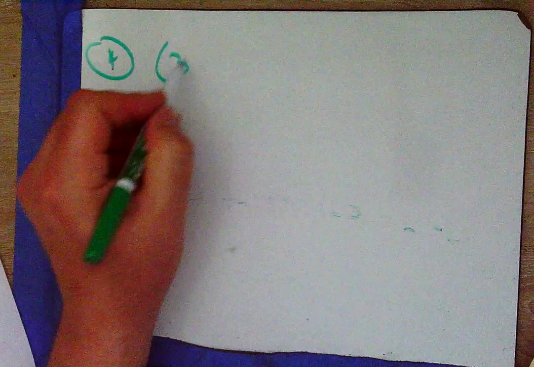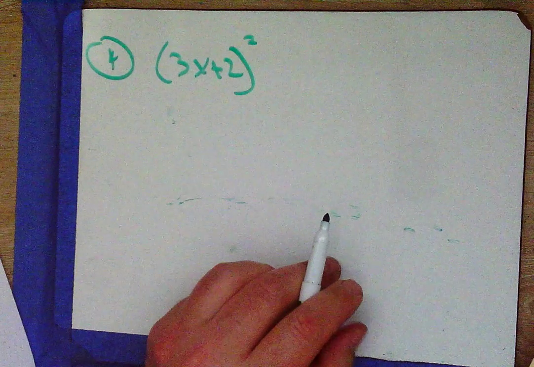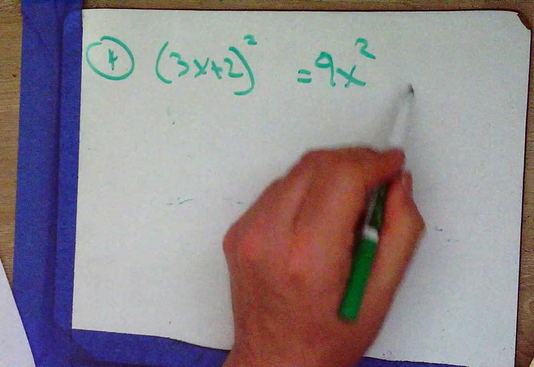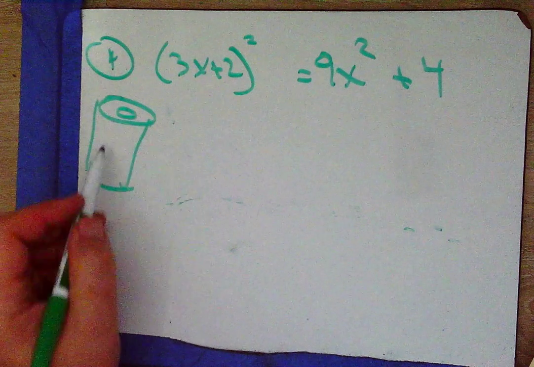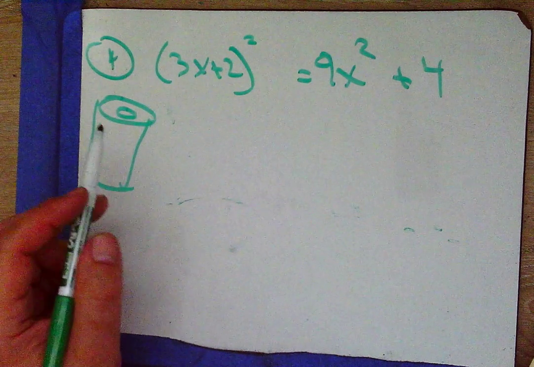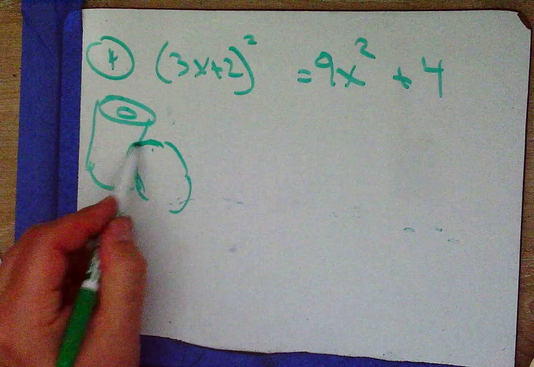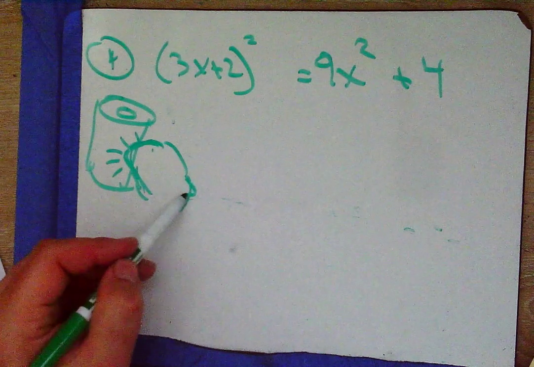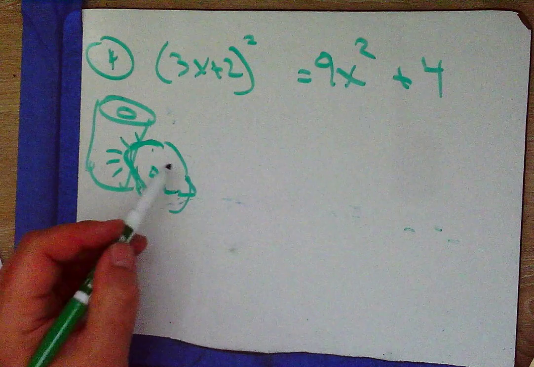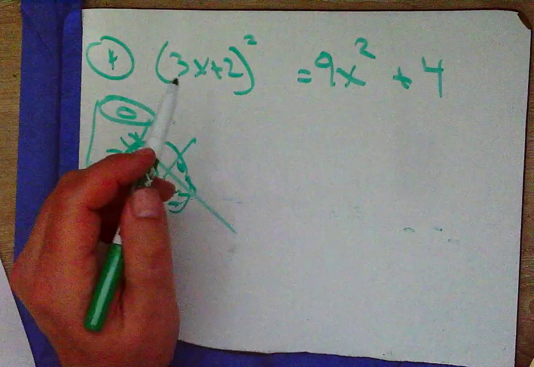Let's take a look at 4. 4 says (3x plus 2) squared. And at this point in your math career, if you turn this into 9x squared plus 4, I've got the pool noodle for you. Watch out, I don't want it to come in contact with your head because you were too busy thinking, oh, I think that's a very reasonable thing. No, it's not a very reasonable thing, so don't do that.